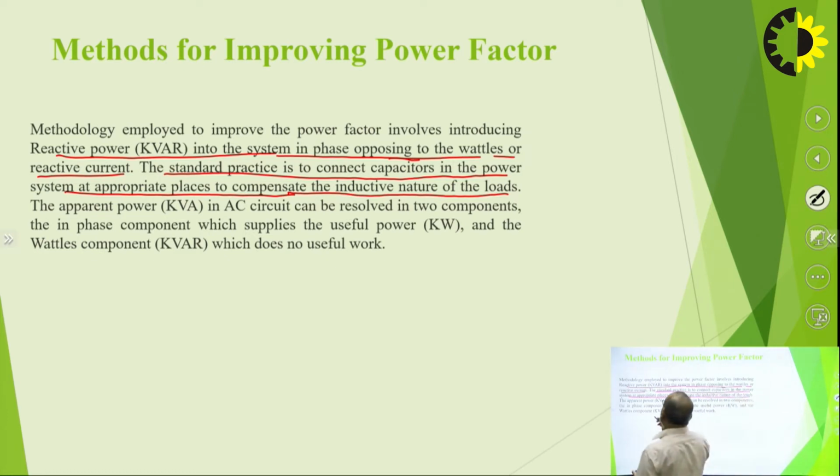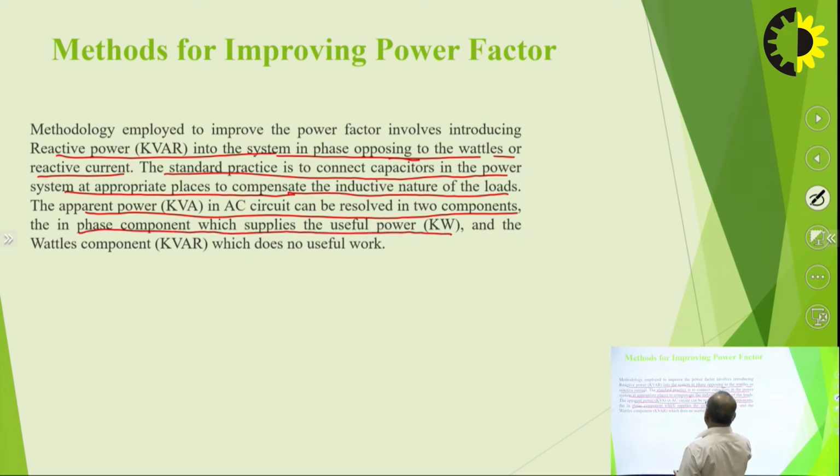What is happening here: the apparent power can be resolved into two components. One is the in phase component, known as active power in kilowatt or useful power in kilowatt. Any name we can give it, useful power or active power. And the second component is the wattless component, which is the reactive component of the power, given in kVAR, which does not do any useful work in the system. So these are the two components of apparent power in the system.